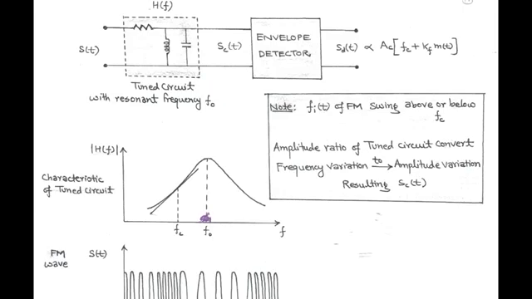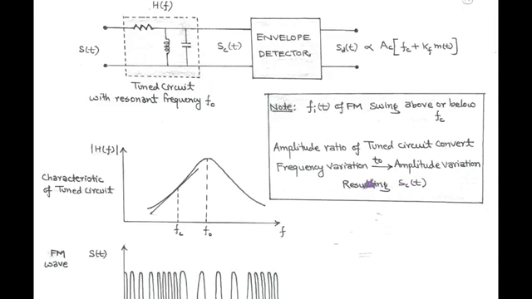And the main function of tuned circuit is to convert frequency variation in case of FM into amplitude variation. As we know that in FM signal there is instantaneous frequency that swings above or below the carrier frequency. The amplitude ratio of this tuned circuit converts the frequency variation into amplitude variation, resulting in the output signal sc(t).